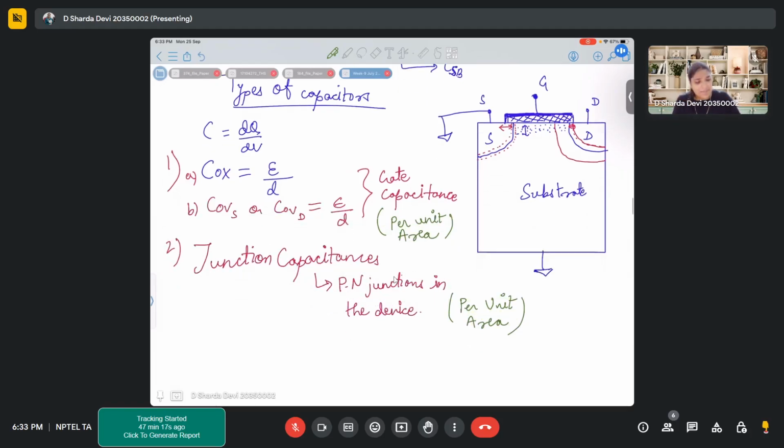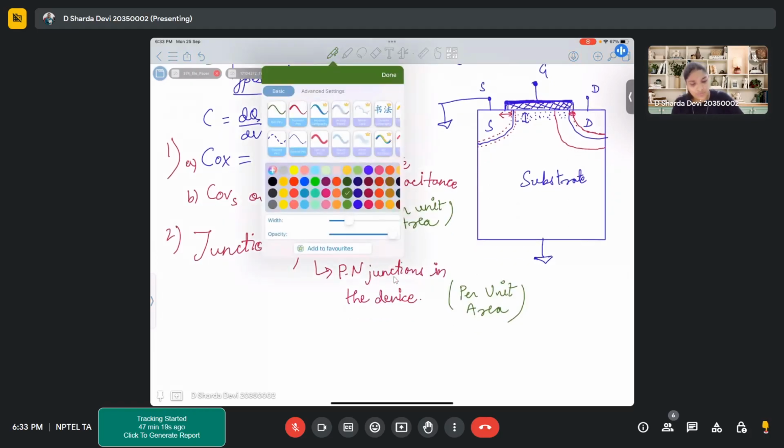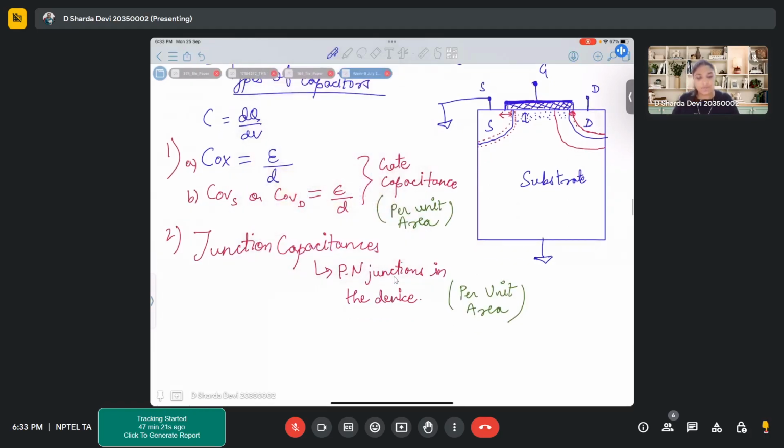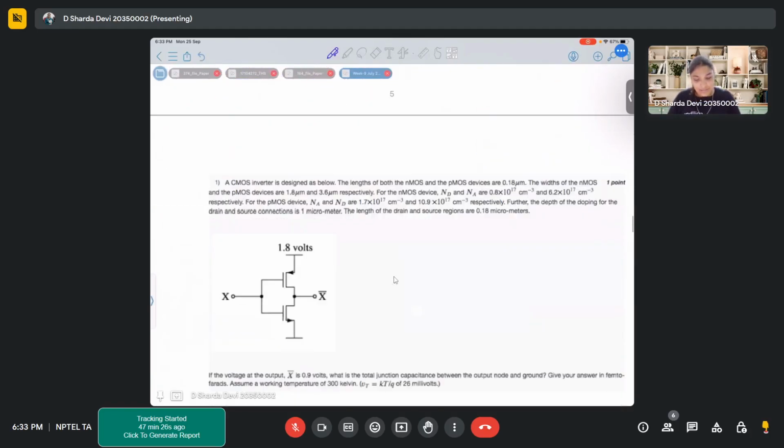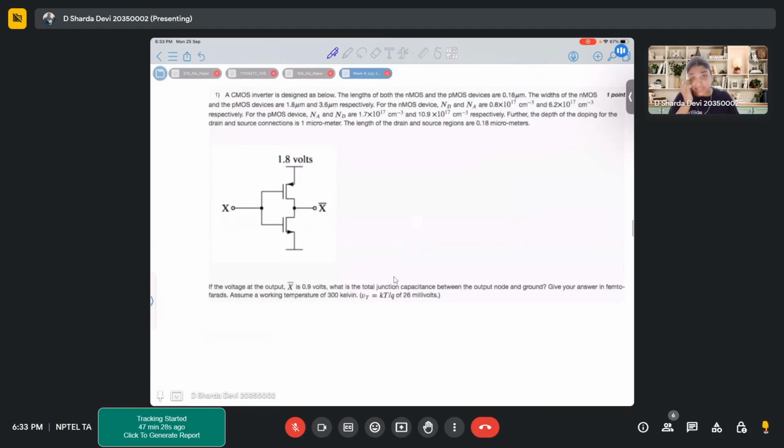So with this basic discussion, let's move on and solve the problems based on these capacitor concepts. Starting with the first problem on this concept: here we have a CMOS inverter which is designed below. The length of both NMOS and PMOS devices is 0.18 micrometer, Ln equal to Lp equal to 0.18 micrometer.